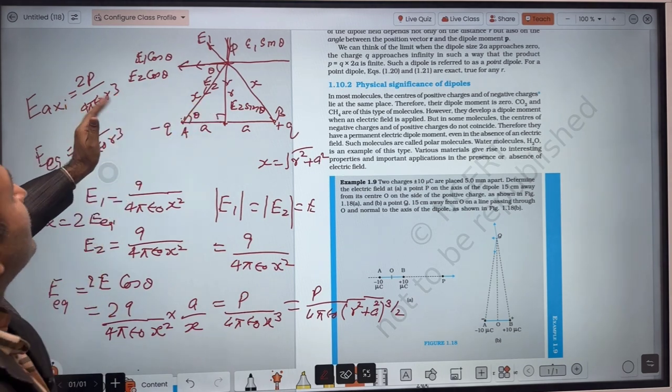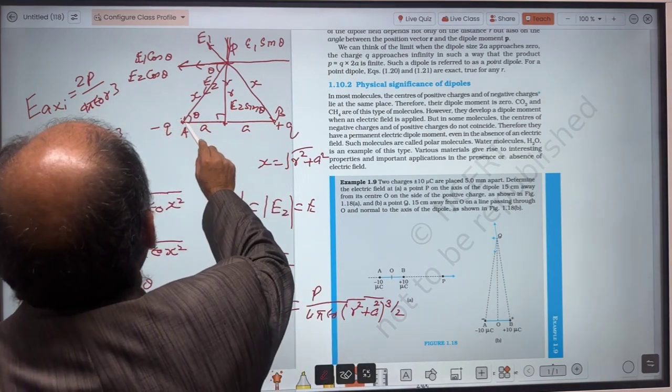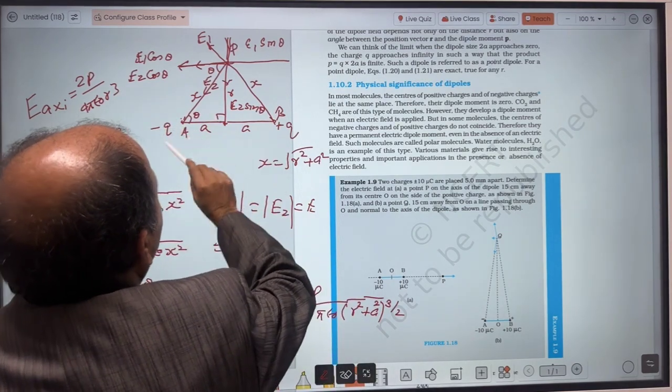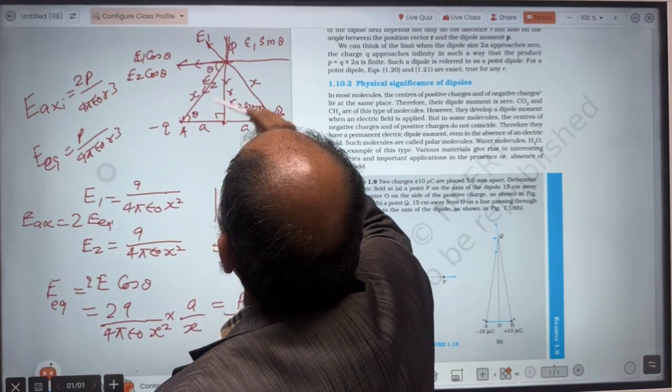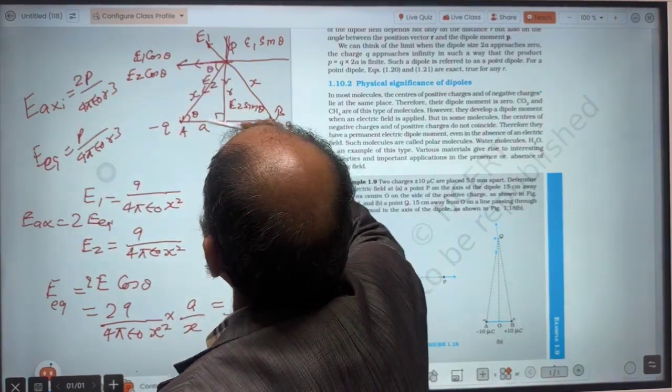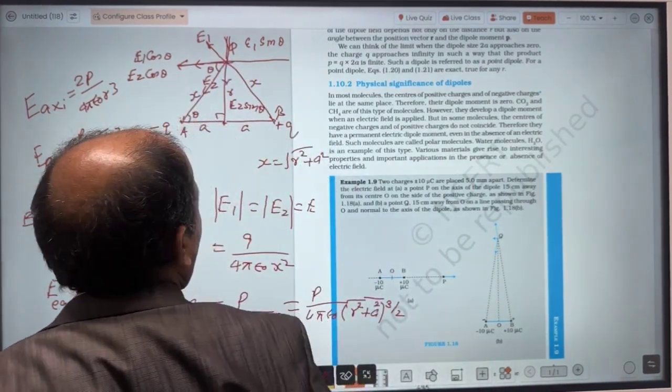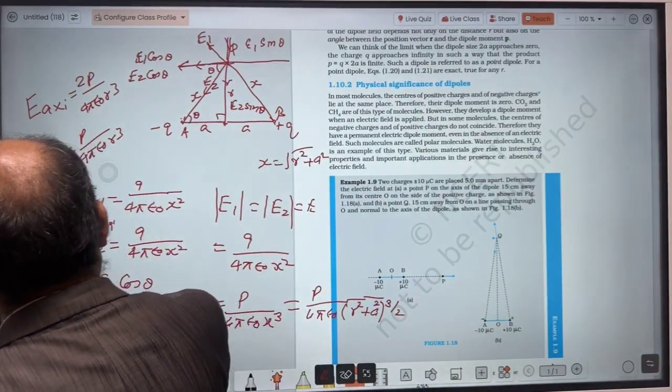Here the direction is just opposite, because the direction of the dipole is taken from negative to positive, and here the direction of the electric field is parallel to the dipole axis, but its direction is just opposite. So I think you have understood.